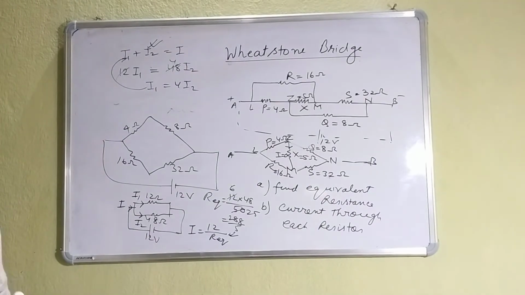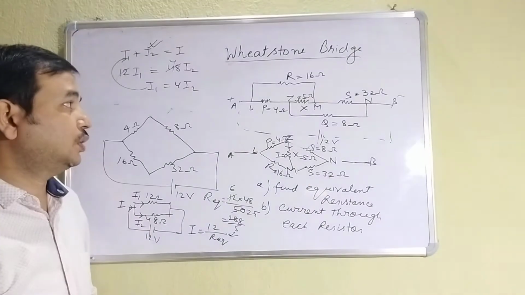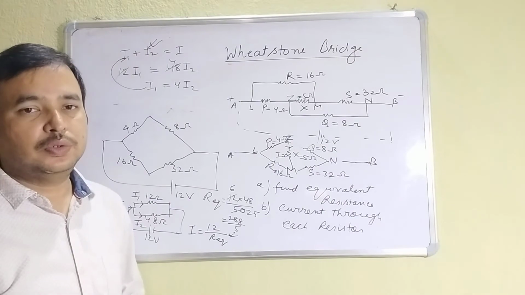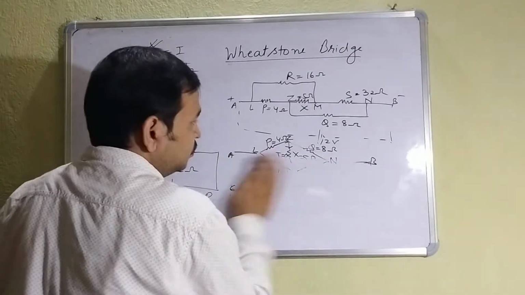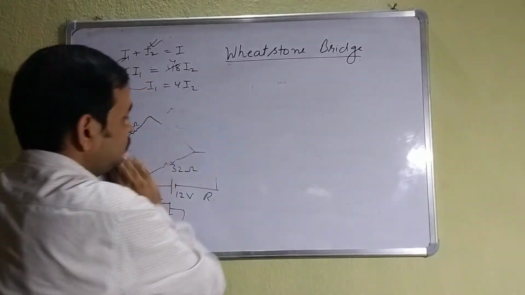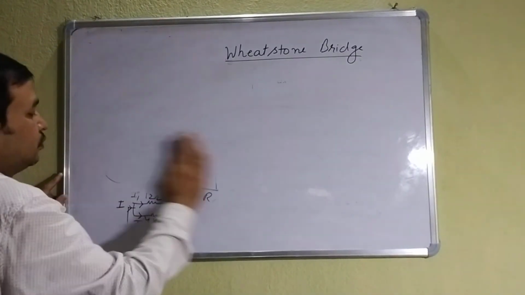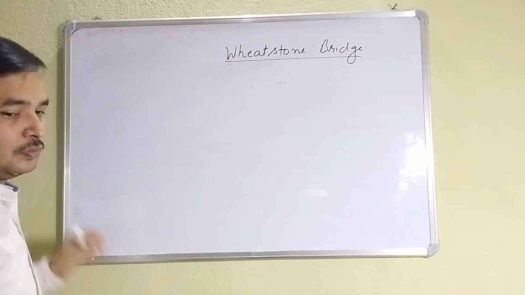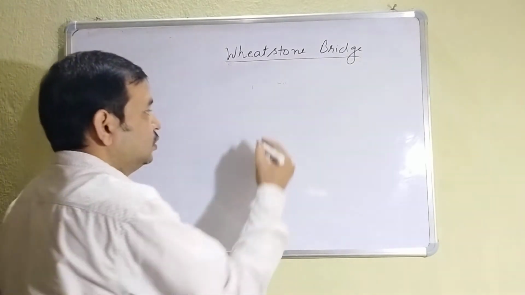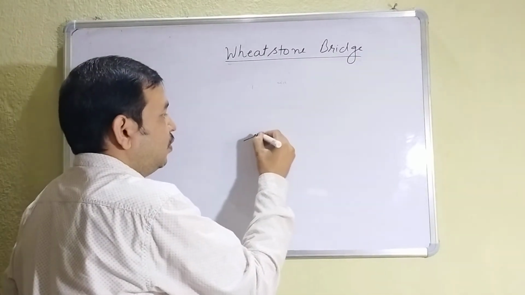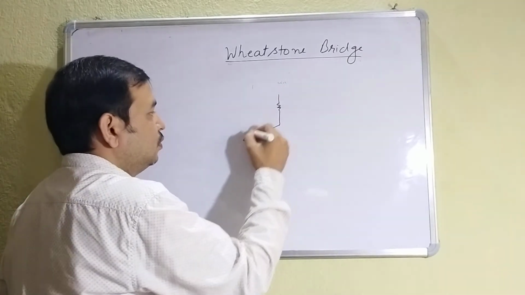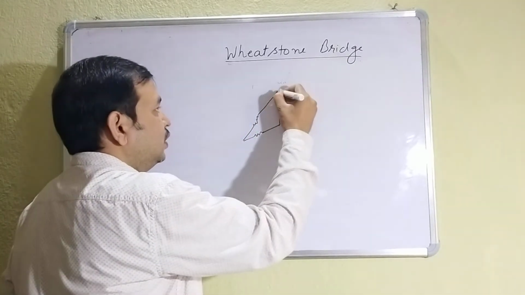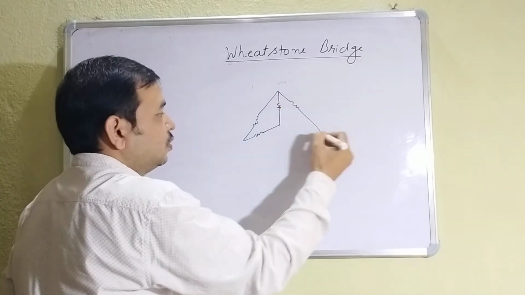So in this way you have to solve the questions related to Wheatstone bridge. Here, let us do one more problem. Suppose another form of Wheatstone bridge I am drawing. It can be given in different ways. You have to check yourself whether it is a Wheatstone bridge or not.